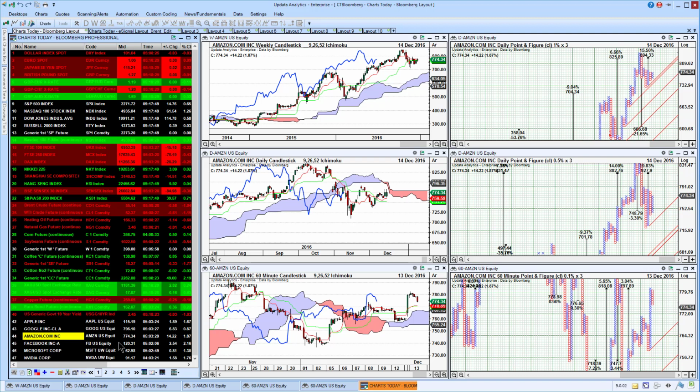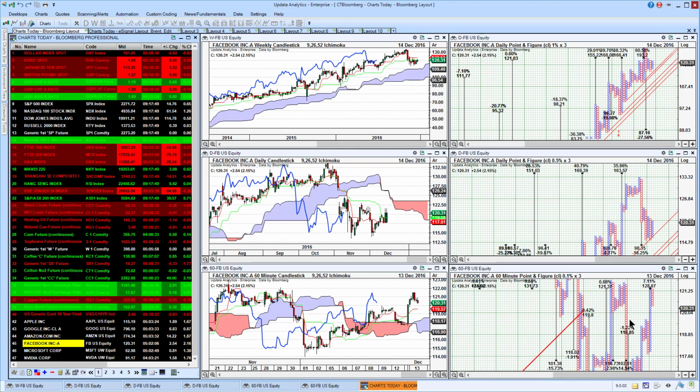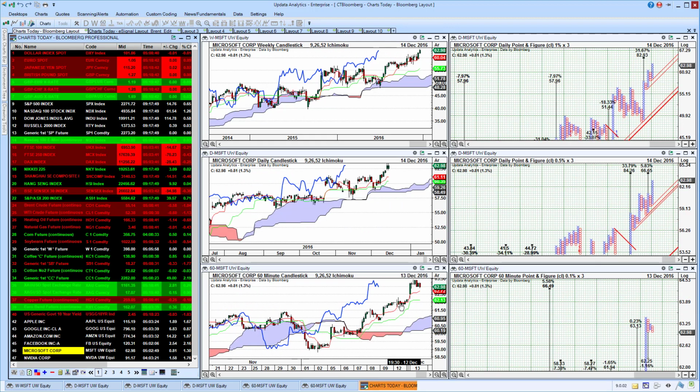So we are just starting to see more and more short-term targets. Facebook 128 is the target. That's 7% upside. We're seeing that now. Microsoft really starting to move, 5.5% upside. So we're seeing across the board tech now starting to look much better.